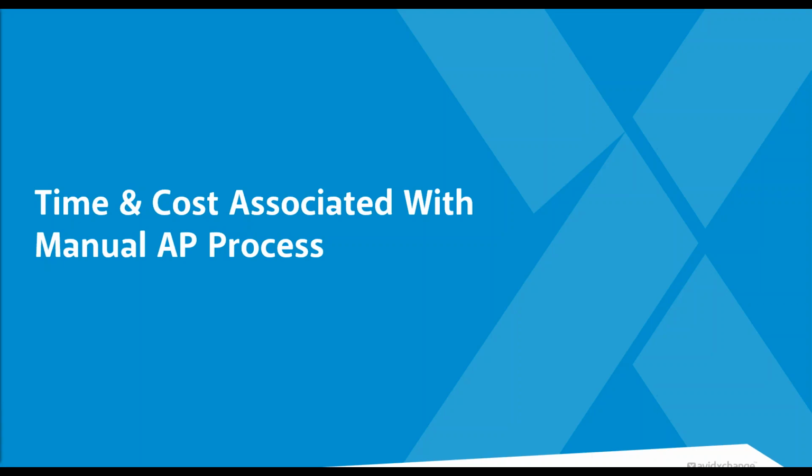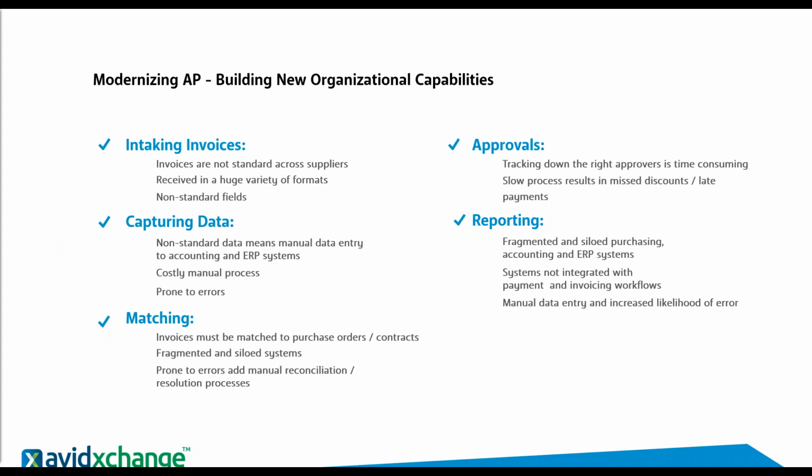So, time and cost associated with a manual AP process. To come up with an overall total cost of an invoice, we look at some key factors. In taking the invoice, we know not every vendor sends it in a standardized format. It could be via email, a paper invoice, or even a packing slip on delivery. Capturing the data can also be difficult. A lot of companies either key in the information or use OCR to receive the information on the invoice. Also, matching invoices to POs can be very lengthy, as can going through the approval process and then reporting on each invoice.